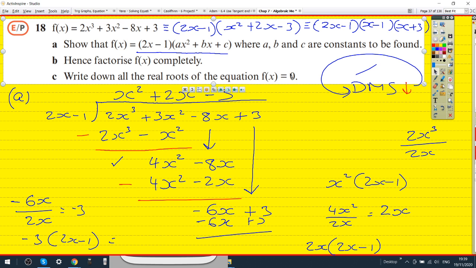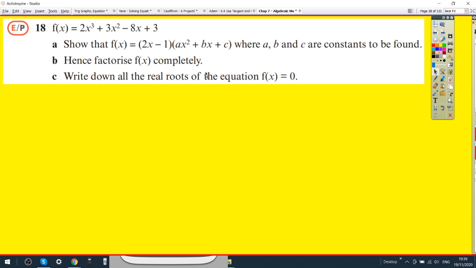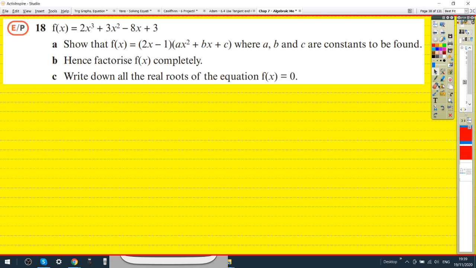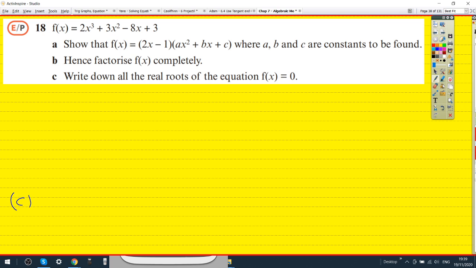So x is a half. That's it. And so what was the full answer for part B? The full answer for part B would be written out as 2x minus 1 brackets, x squared plus 2x minus 3 equals x minus 1, x plus 3.